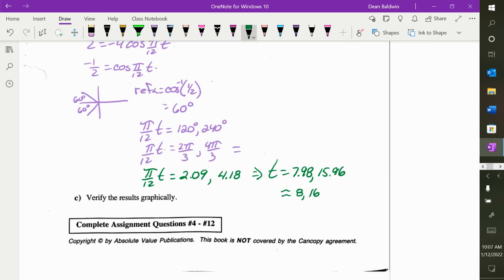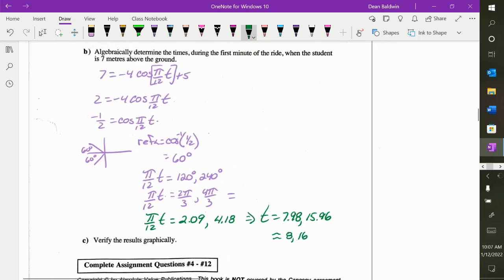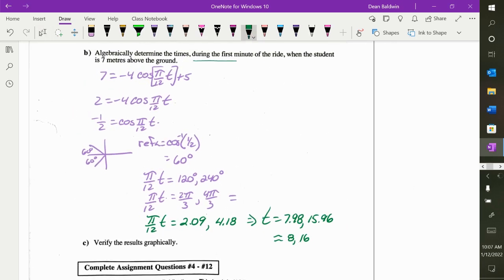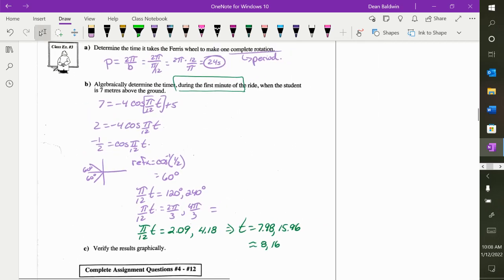Okay. Am I done? You know when I say that, the answer is no. But the question is, why am I not done? What does the question say? Yeah, during the first minute of the ride. And these are in seconds, correct? So how many seconds are in a minute? 60. So how do I get the rest of the times? You add the period, right? What's the period of the graph? 24 seconds, right? That's what we did right at the beginning. It takes 24 seconds to go around.